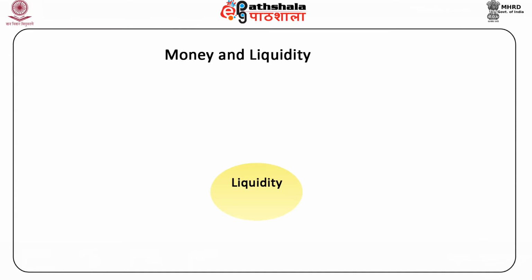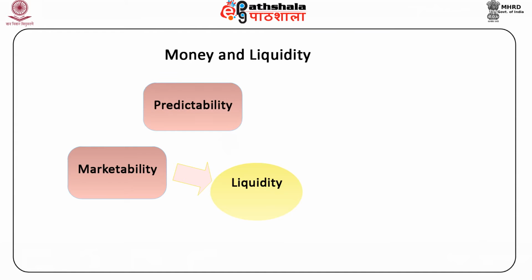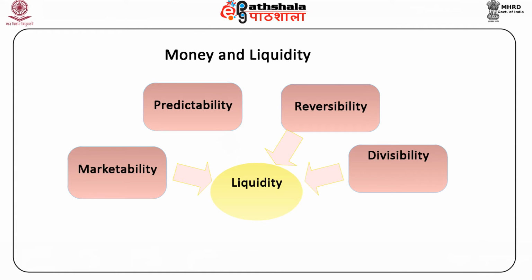Liquidity of an asset refers to the ease with which it can be converted into a medium of exchange. It is a collection of the four characteristics which include: A. Marketability, which implies ready acceptability in exchange for goods and services. B. Predictability, is being able to anticipate its value in exchange. C. Reversibility, is when value in receipts and payments are the same. D. Divisibility, is denominating in the smallest unit. Since money possesses all these characteristics, it is perfectly liquid.